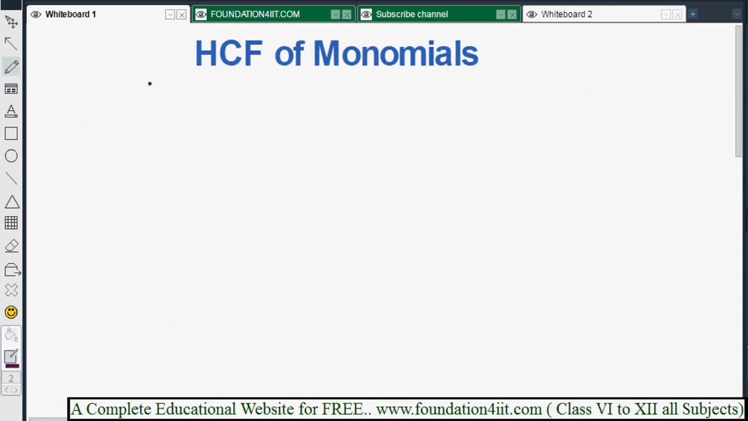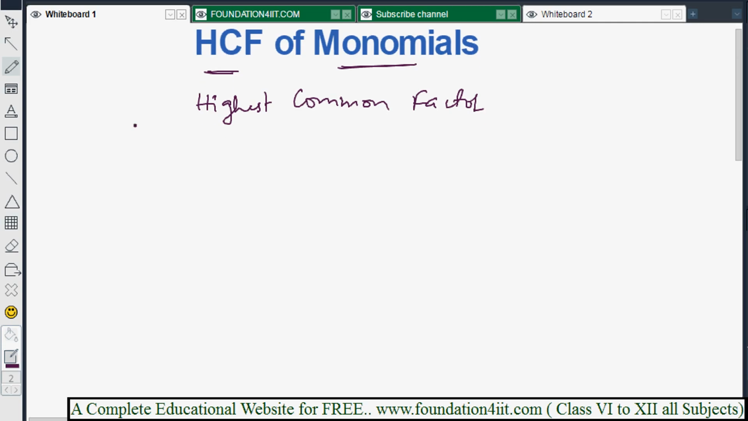So here, the important thing in factorization is finding the HCF, the highest common factor. So how do we find the highest common factor of monomials? Once you are clear about this, it's easy to find the factorization of any type of algebraic expression. First, let me take one problem.